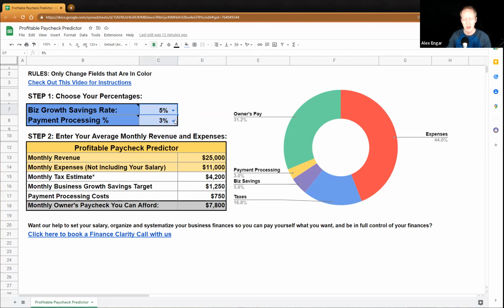I recommend 5%, okay? Payment processing, this is for things like Stripe, for PayPal, for the credit card processor that you're using. It's usually around 3%, which is why I recommend starting at 3%, okay?